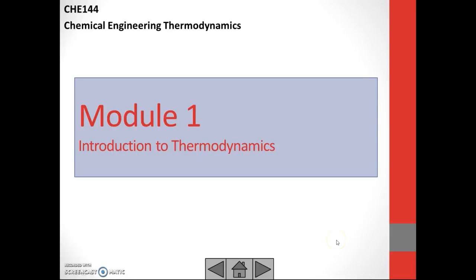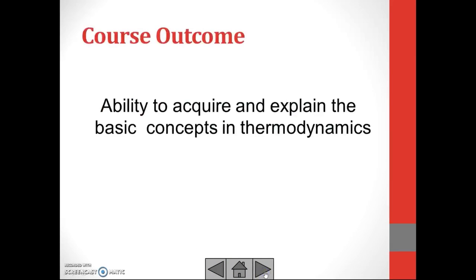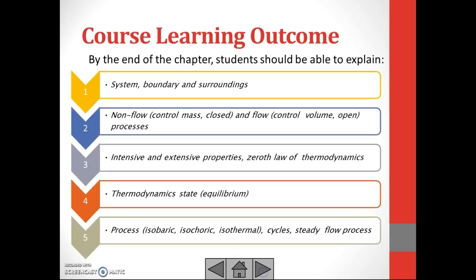Module 1 is about Introduction to Thermodynamics. The course outcome is the ability to acquire and explain the basic concepts in thermodynamics. So we have a few course learning outcomes.